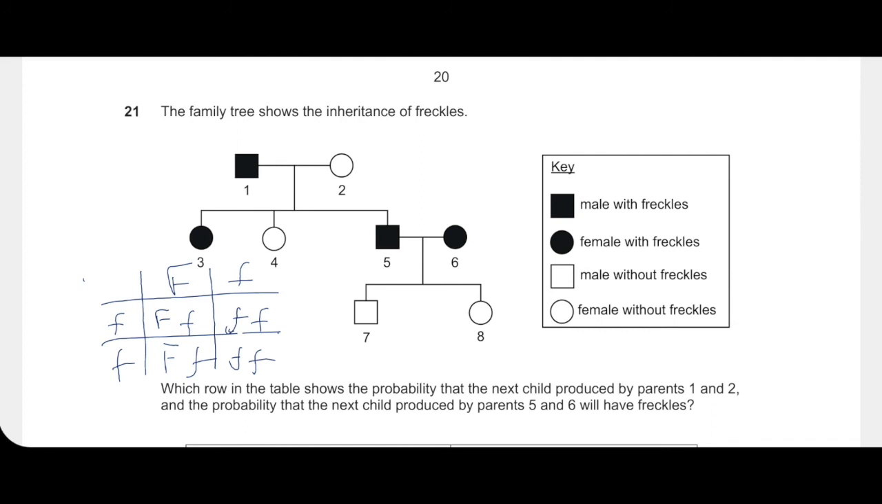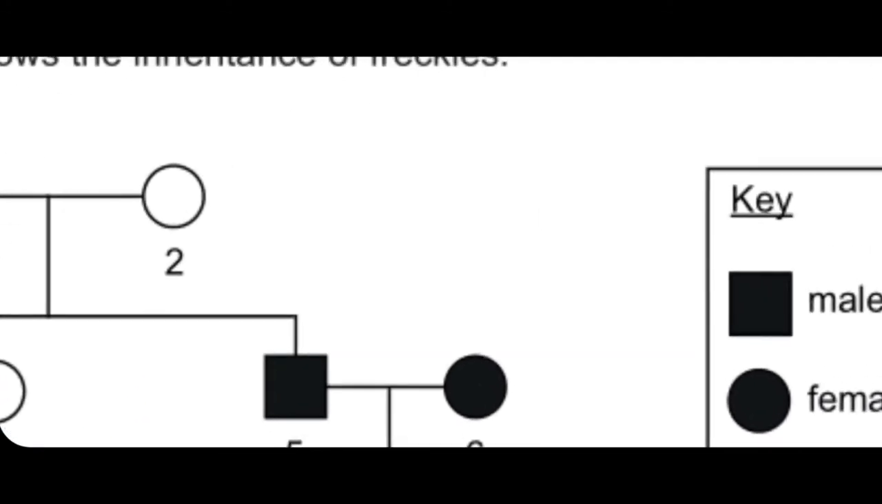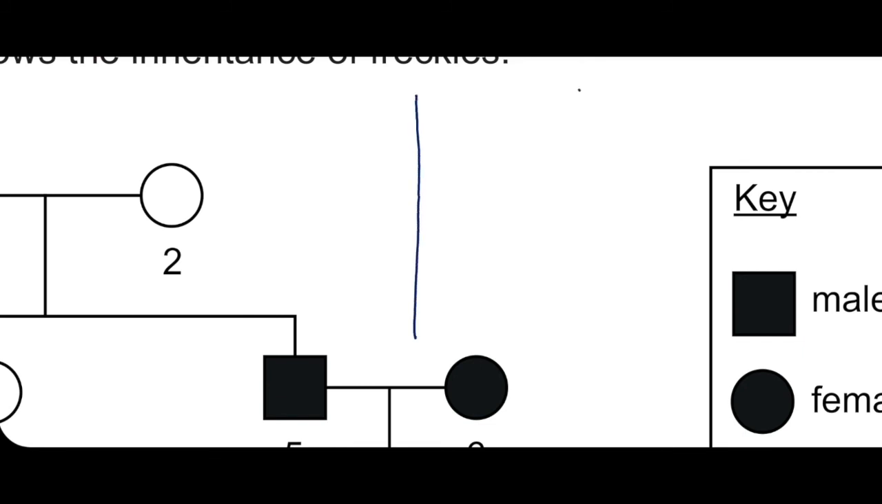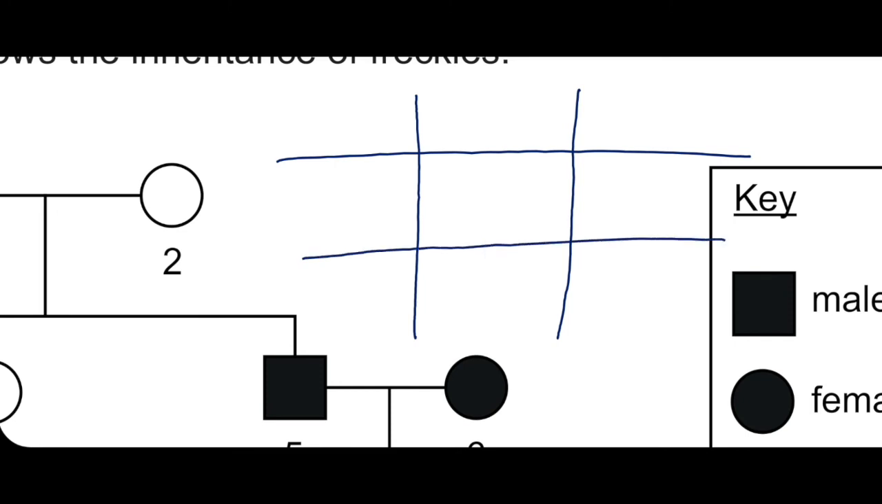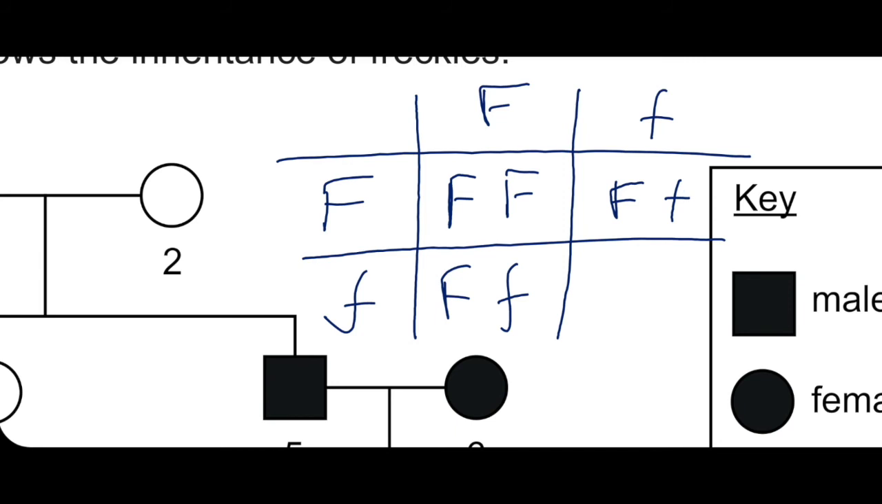Now, let's focus on the offspring of parents 5 and 6. Both parents 5 and 6 have freckles, and their genotype will be big F, little f. This is because they both have freckles, but were able to have children without freckles. I was about to say speckles there. Quite a laugh. So let's draw that Punnett square. So we have big F, little f, and then the offspring will be big F, big F, big F, little f, big F, little f, little f, little f.